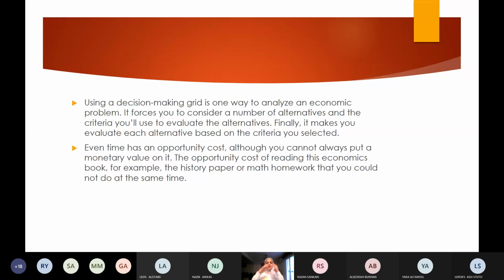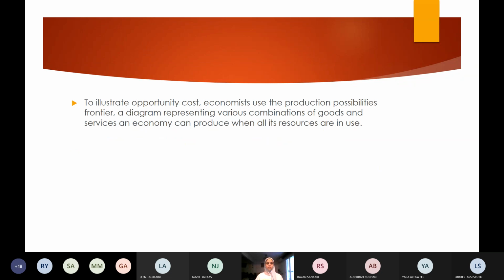So because you cannot always have everything, you have to choose only one thing. For example, if you will study, I choose to study math or I choose to study English. It is also your decision. Okay, what is opportunity cost? We said it is what will cost me for taking a decision.